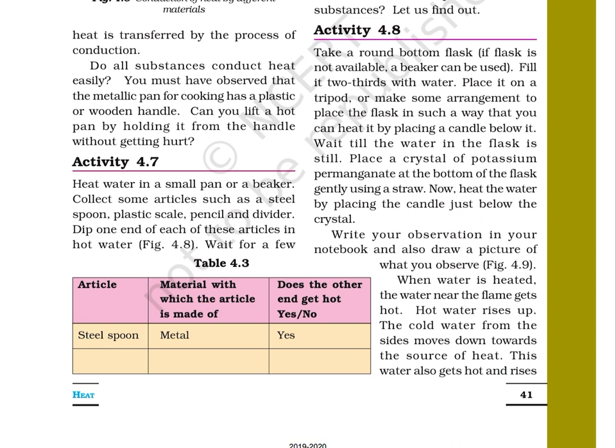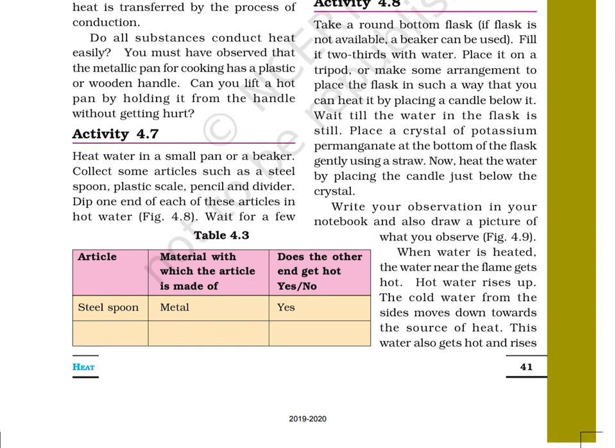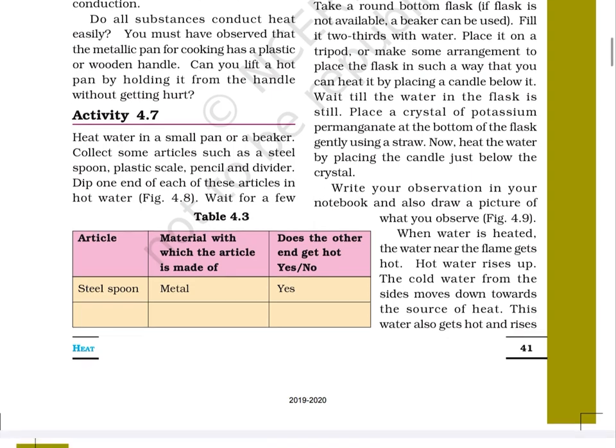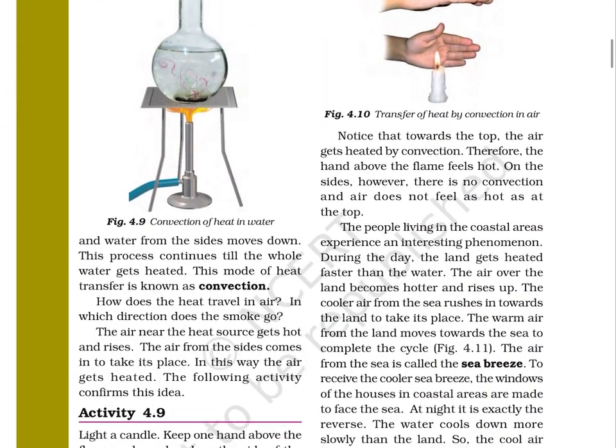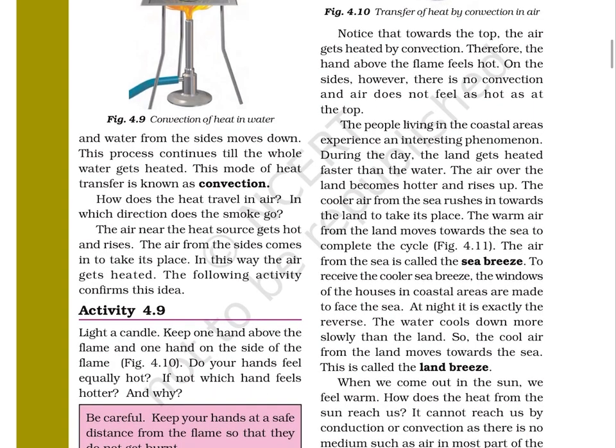When water is heated, the water near the flame gets hot. Hot water rises up. The cold water from the sides moves down towards the source of heat. This water also gets hot and rises, and water from the sides moves down. Page 42. This process continues till the whole water gets heated. This mode of heat transfer is known as convection.